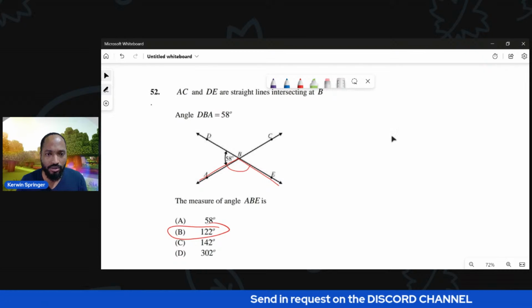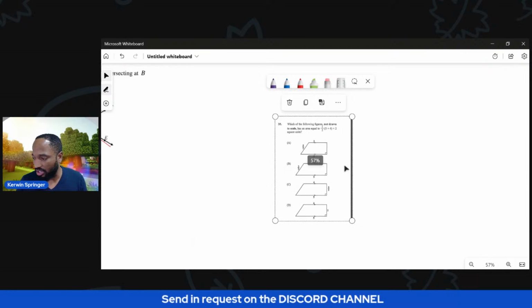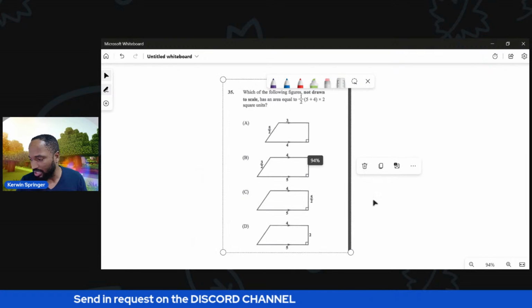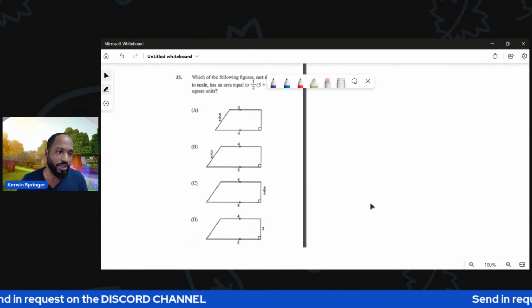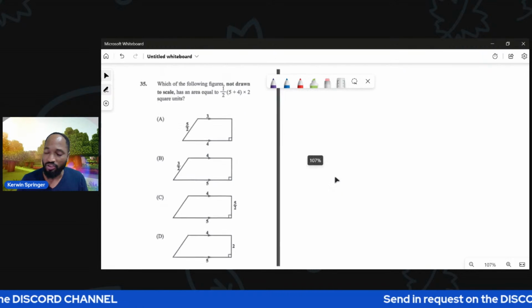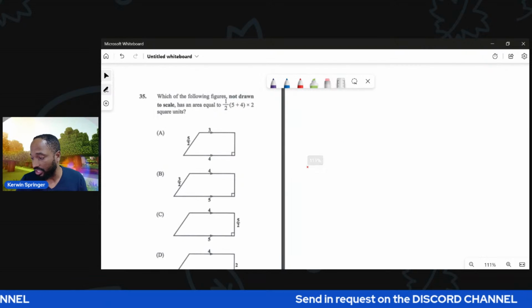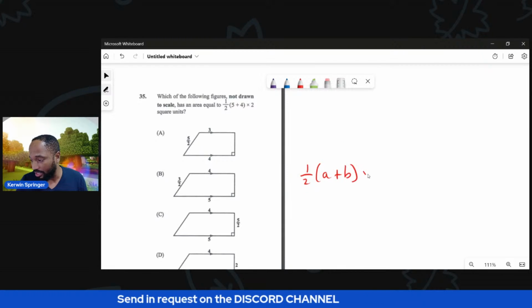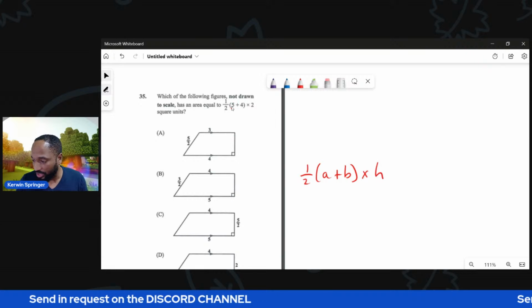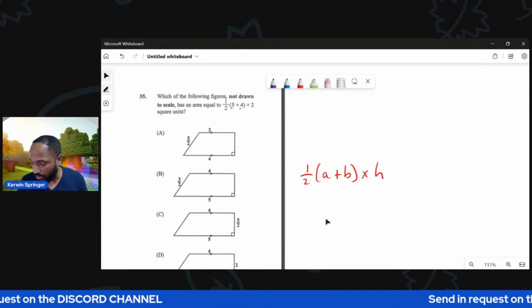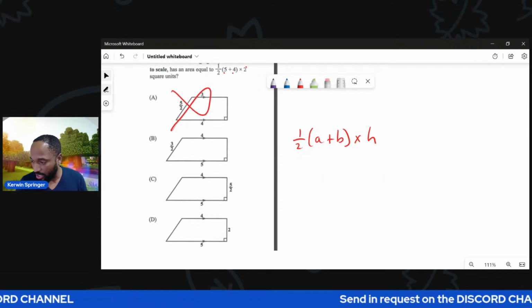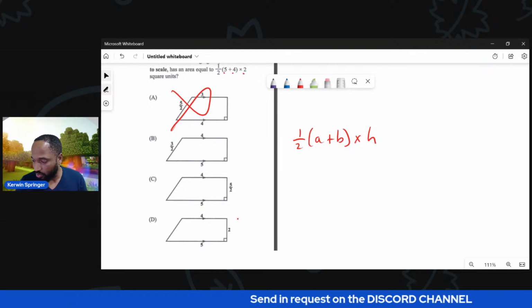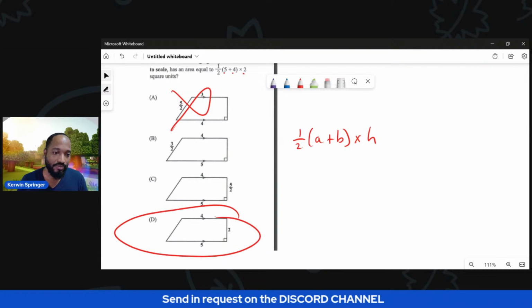You're bound to see a trapezium show up. A trapezium is going to show up sometime in this exam. And the formula for a trapezium is half the sum of the parallel sides multiplied by the height. So this is 5, this is 4. So I'm looking to put a 5 and a 4 on it. So not this one. And I'm looking for a height of 2. Clearly it's D. You see that? Making sense?